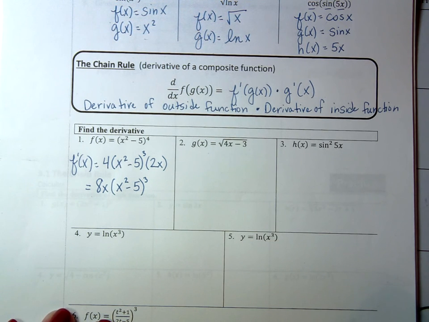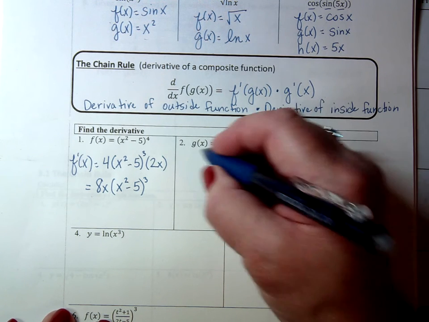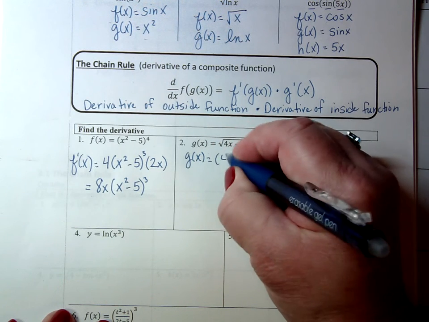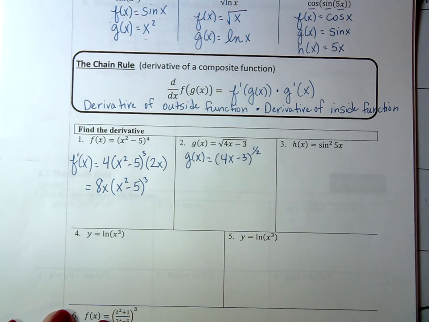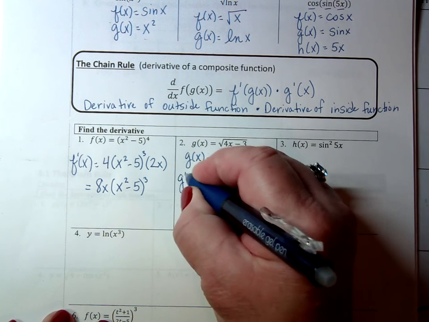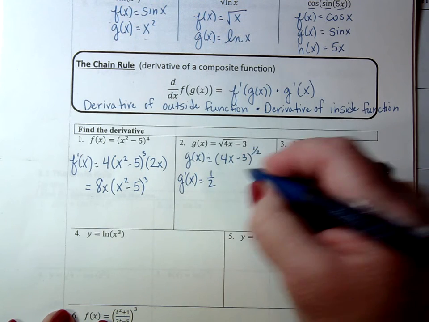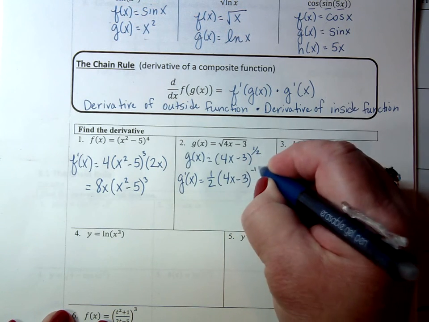So number 2. I have a square root. We don't do square roots, we usually change them into powers. So here I go. I've got 4x minus 3 that's being raised to the 1/2 power. That's my regular function. And now I can apply the power rule just like I just did. So the power rule, power comes down, I have a half. I take the grouping to one less power. That would be a negative 1/2.